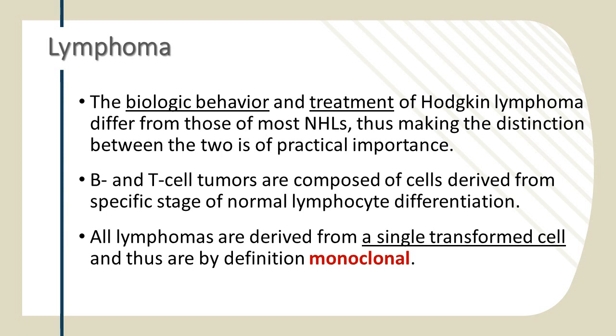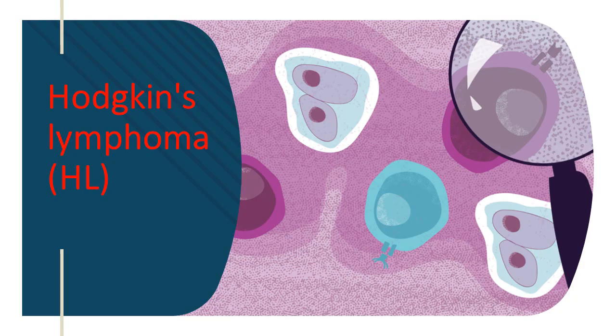By convention, many such markers are identified by their cluster of differentiation CD number. Moreover, all lymphomas are derived from a single transformed cell and thus are by definition monoclonal. The major subdivisions of lymphoma are mainly Hodgkin's and non-Hodgkin's lymphoma. Herein, I'll try to discuss Hodgkin's lymphoma in more detail, and hopefully the non-Hodgkin's type will be addressed in the next lecture.